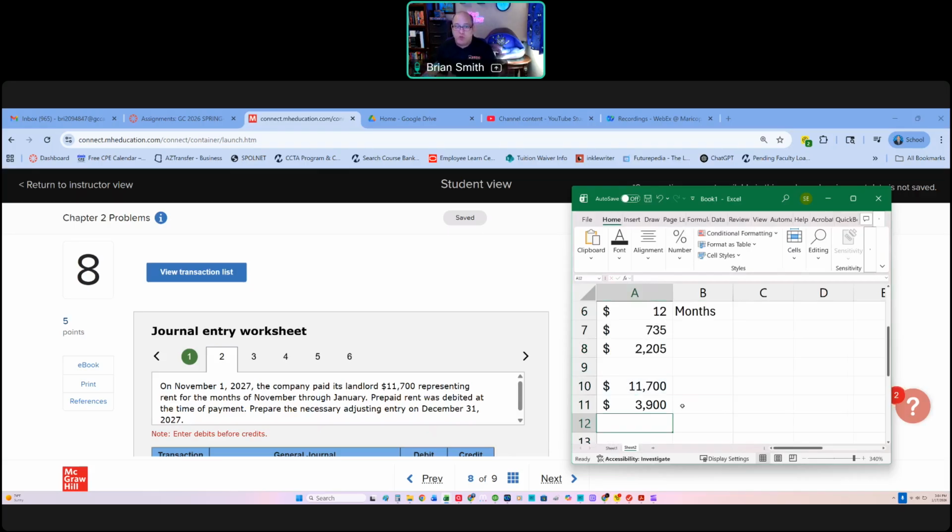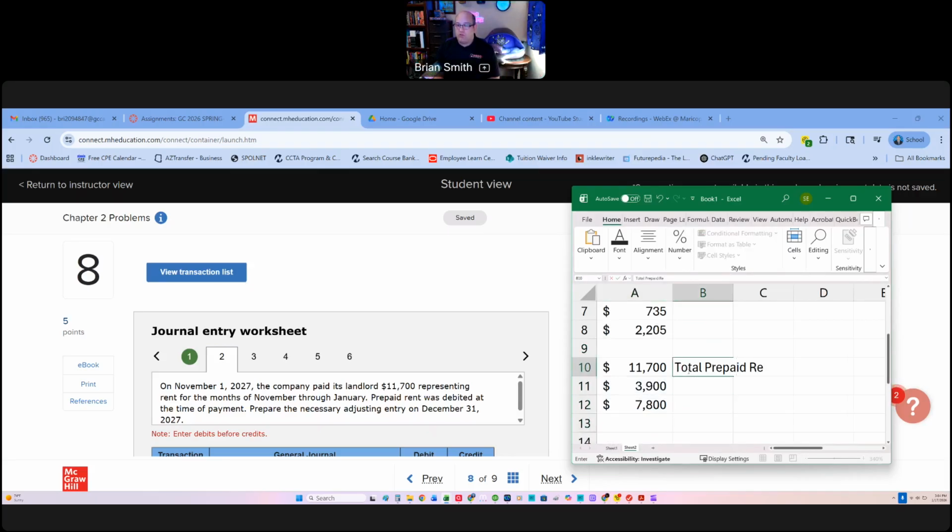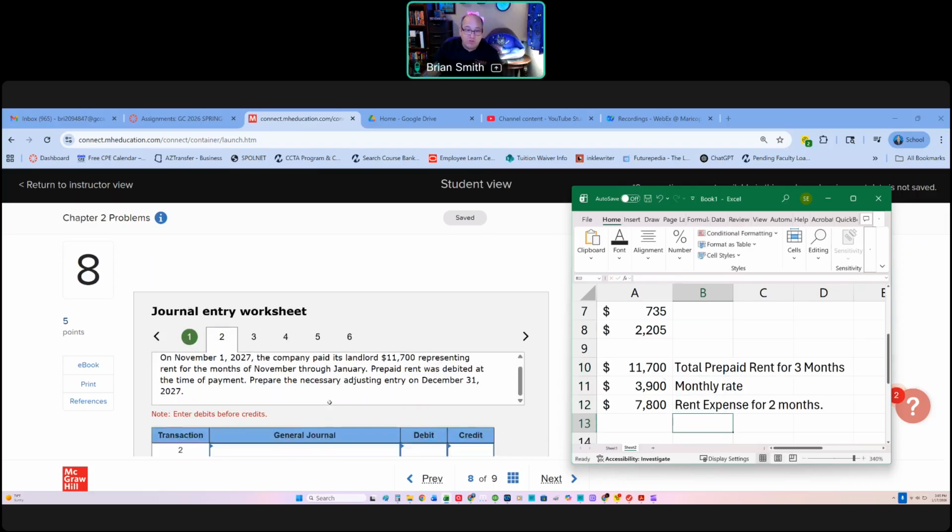Well, how much of it have we used? We've used November, we've used December, 2 months. Let's multiply this number per month by 2. So our total prepaid rent for 3 months, monthly rate, rent expense for 2 months. All right, so that's what we want to label those. So we're looking for $7,800 for this one.